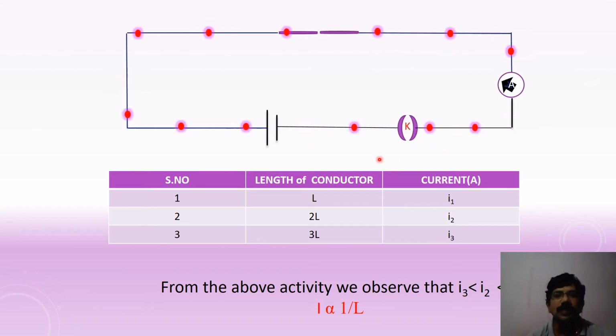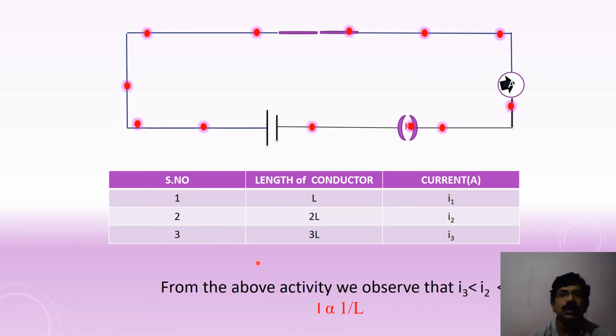From this observation, we can conclude that the current flowing in the circuit, I, is inversely proportional to the length of the conductor. As the length increases, current decreases. As the length decreases, current increases. Are you clear about that one? So this is the simple experiment which shows that as the length of the conductor increases, the current flowing through it decreases. Okay.